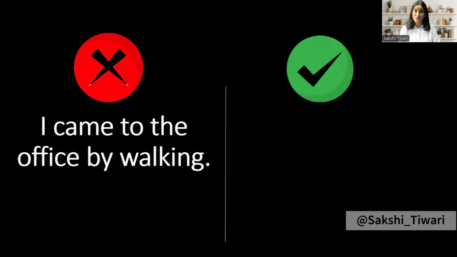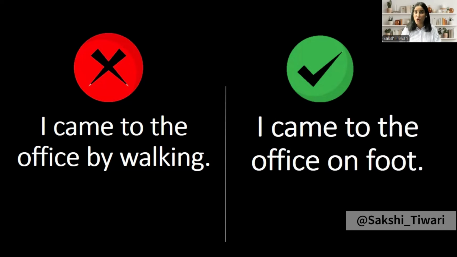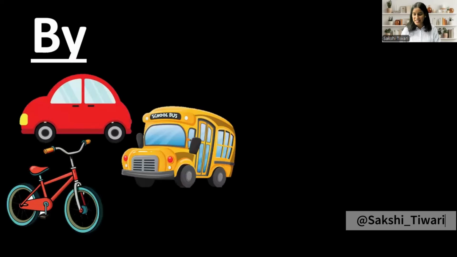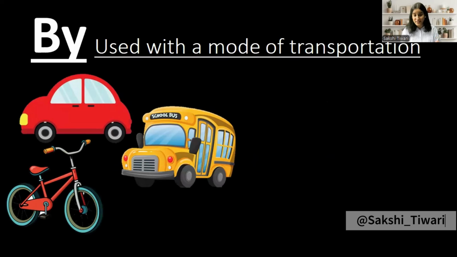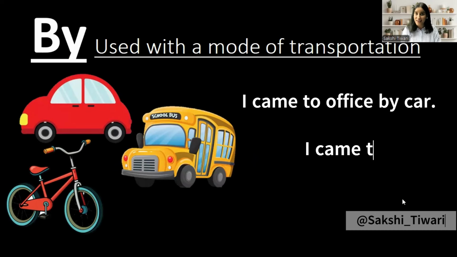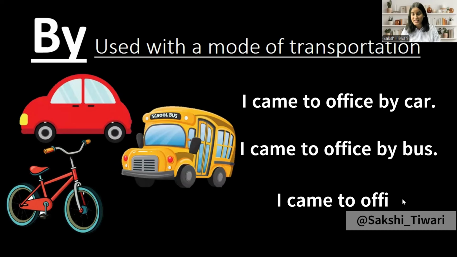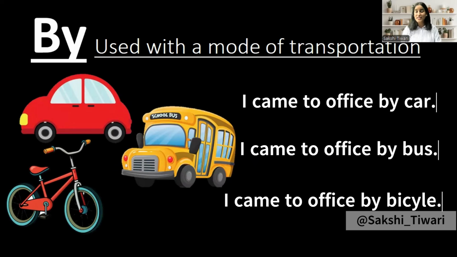The first one is this: I came to office by walking. No, this is incorrect. The correct one is, I came to office on foot, and not by walking. Now, what's the reason? The easy reason is that we use "by" to talk about vehicles, the modes of transportation. Like, I came to office by car, by bus, by bicycle, etc. So we use "by" for transports and vehicles.